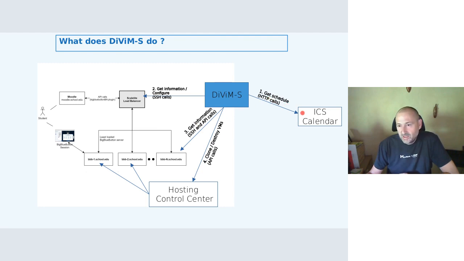The first one is it gets information from a schedule manager in ICS format to know the forecast schedule. Then it interacts with Scalelight to know the load of the pool in terms of number of participants and rooms, in order to be able to adapt the number of servers, to add or remove servers to the pool, to drain the servers that need to be stopped.